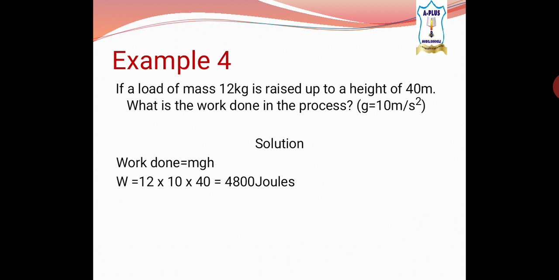Now let's move to example 4. If a load of mass 12 kg is raised up to a height of 40 meters, we are given our mass, we are given our height. What is the work done in the process? And we are given our acceleration due to gravity, 10 meters per second squared. It's the same thing as the previous example. We are given our mass as 12, our height as 40, and our acceleration due to gravity as 10 meters per second squared. It's just for us to input it into the formula, which is 12 times 10 times 40, which gives us 4,800 joules.